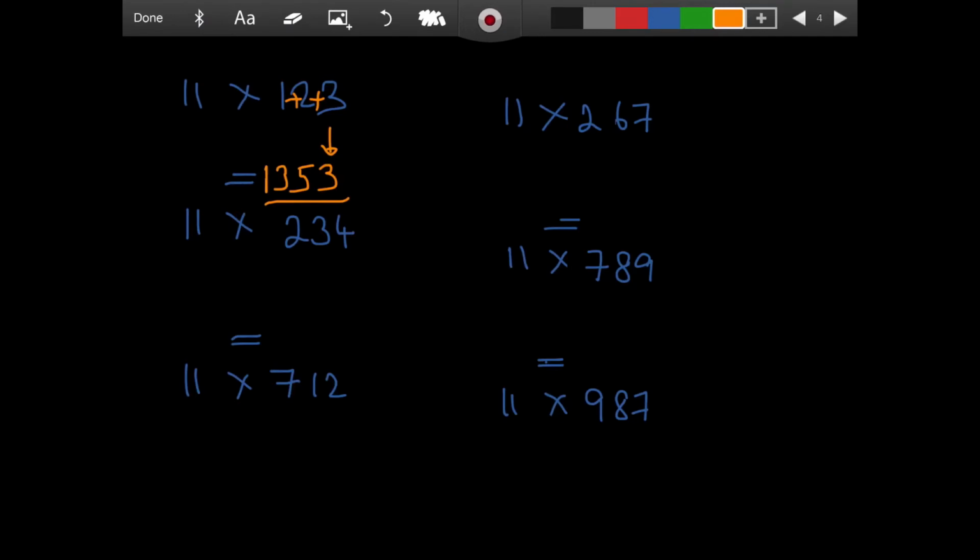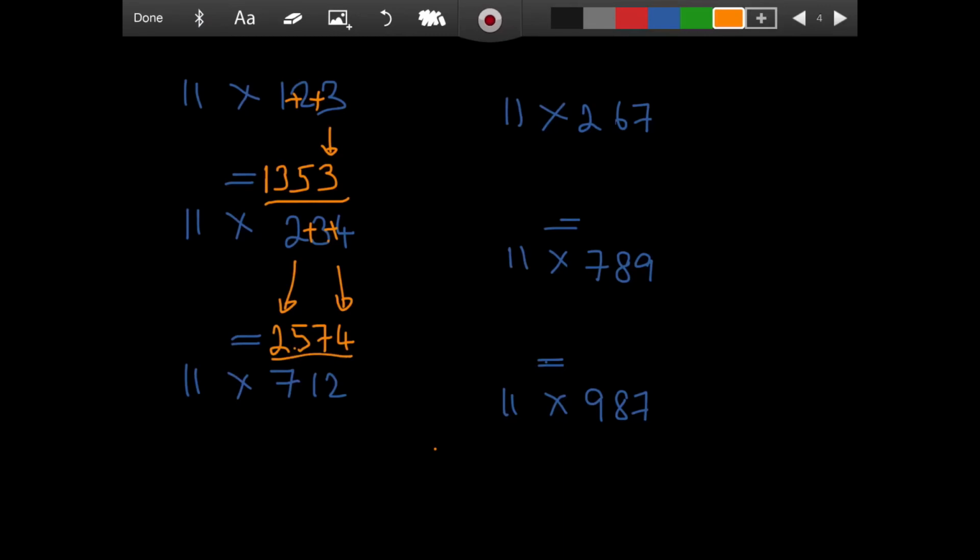11 times 24. Bring down the 4. Add the 3 and the 4 together. That becomes 7. Add the 2 and the 3 together to get a 5. And then bring down that 2. And the answer is 2,574.